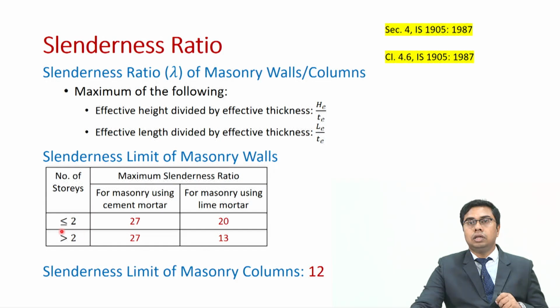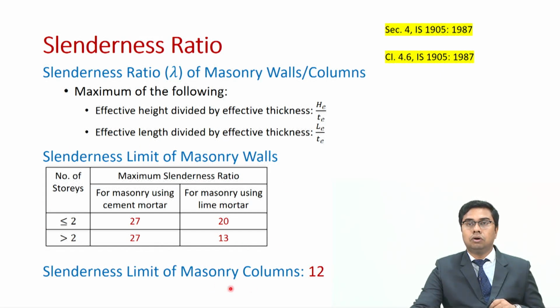Now, if your building has more than 2 stories, then in that case, if you have used cement mortar, then the maximum slenderness ratio is 27, and if you have used lime mortar, then the maximum slenderness ratio of the wall shall be limited to 13. This is true for walls.